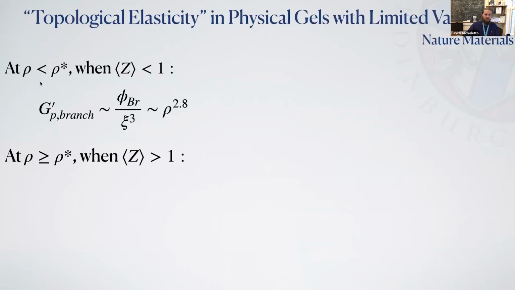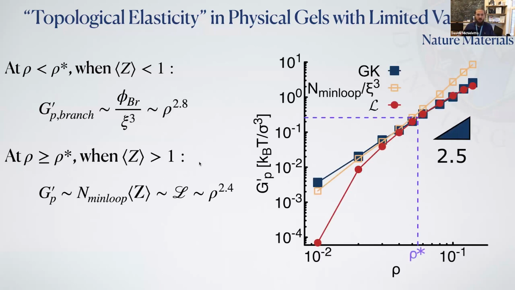Then what we said is, okay, let's look only at the bottom here. At rho greater than rho star, where the concentration is greater than the overlap concentration, and the valence is greater than 1, we expect the percolation of these linked loops to dominate the elasticity.